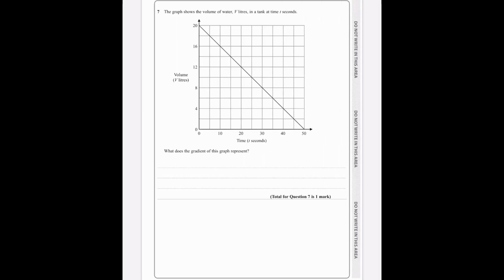For question number 7, the gradient of that graph is going to tell us the rate at which the water leaves the tank. Anything that mentions rate or the volume per second is absolutely fine for that one.